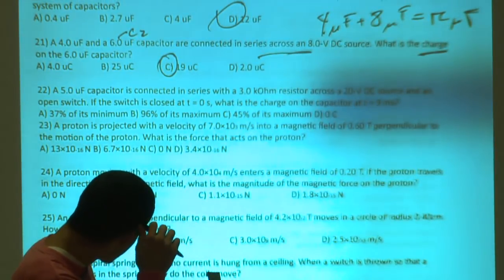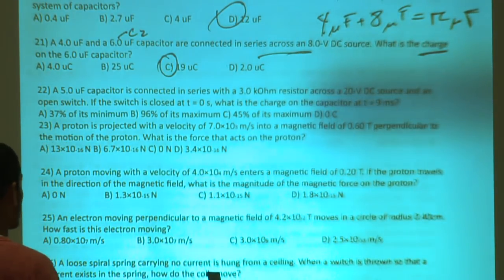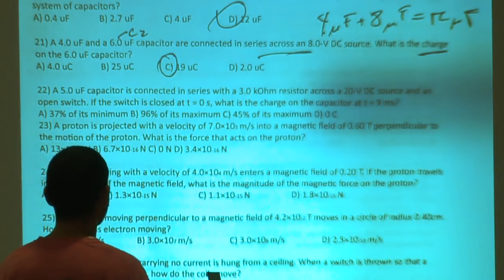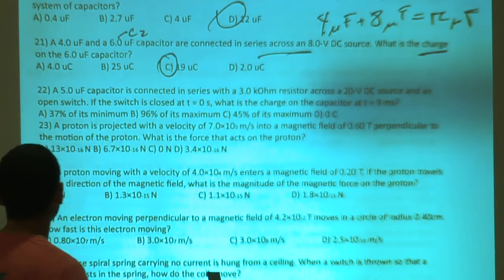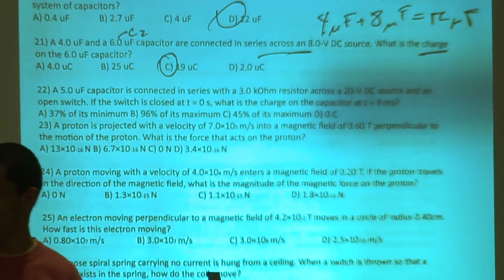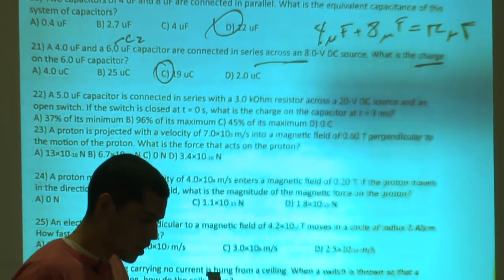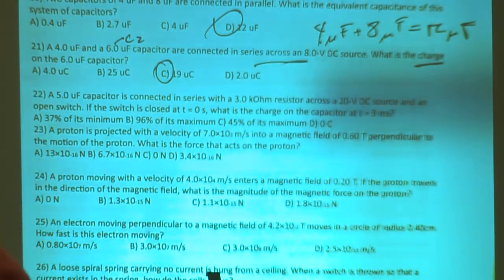A 5 microfarad capacitor is connected in series with a 3 kilo ohm resistor across a 20 volt DC source and an open switch. If the switch is closed at t equals 0 seconds, what is the charge on the capacitor at t equals 9 milliseconds? Okay, so again, I see something like this. I'm gonna draw it. Luckily, they supplied me with plenty of paper.